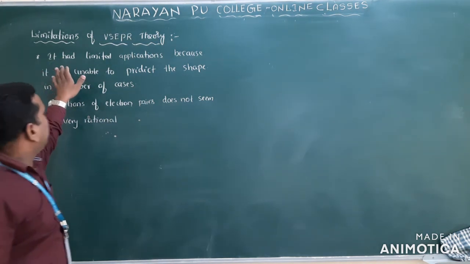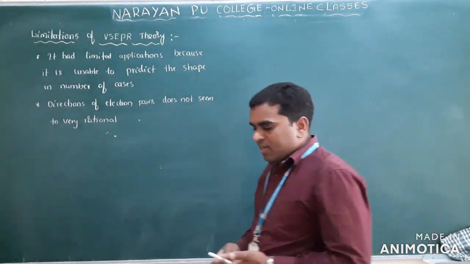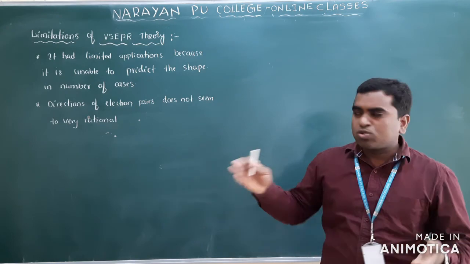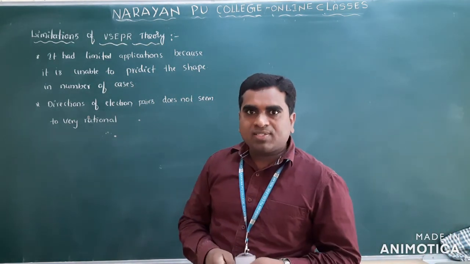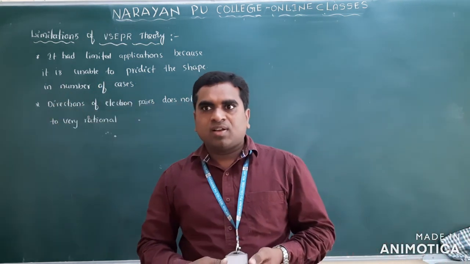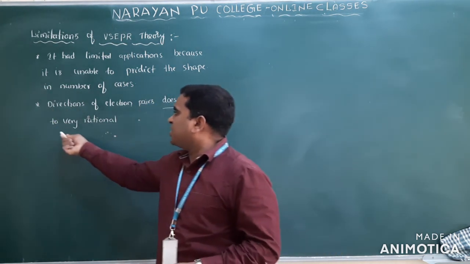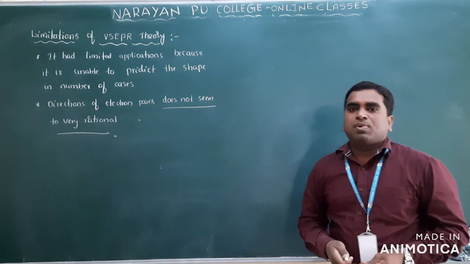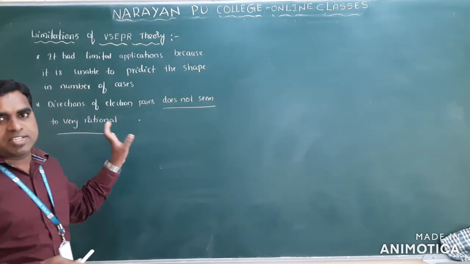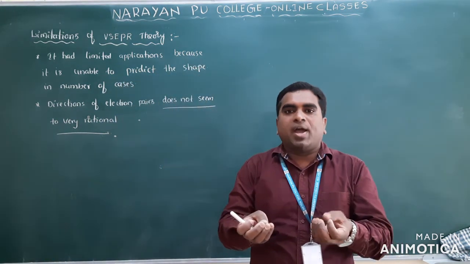Mainly 2 limitations are there. It has limited application, meaning it has given shapes for some molecules but not all. That is one limitation. Another is that it has given explanation based upon the directions of electron pairs, but this does not seem very clear or very rational. So these are the two main limitations of VSEPR theory, and it also does not explain the release of energy during the formation of a covalent bond between two atoms.